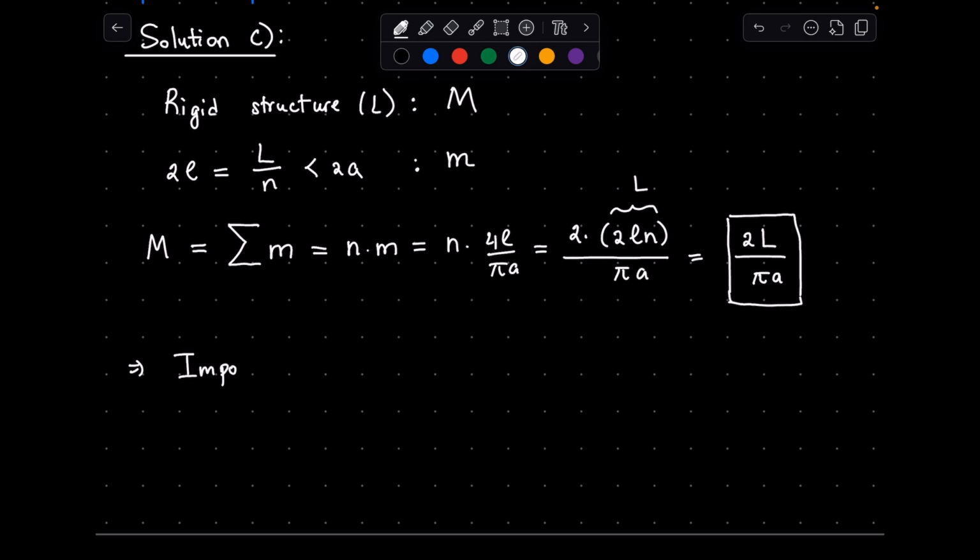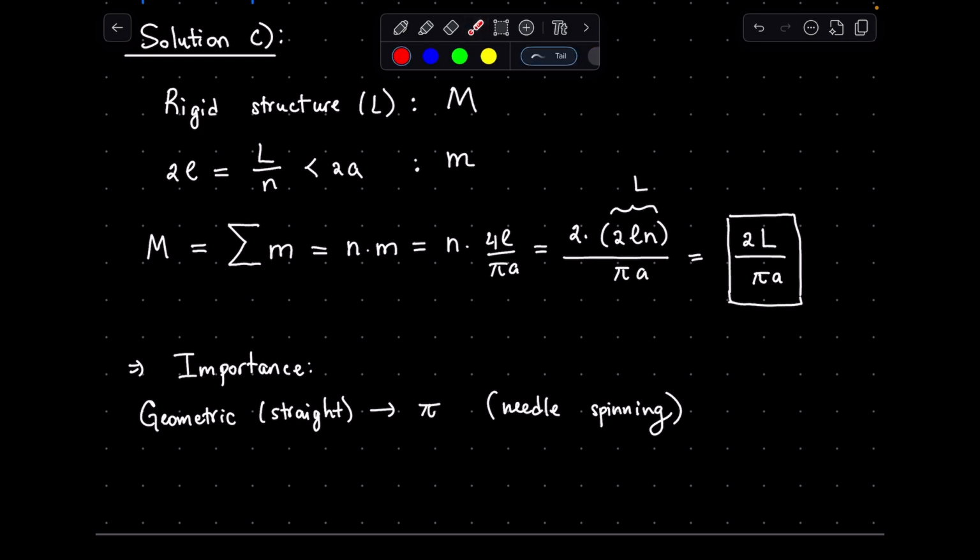Okay, so why is this problem important? Well, you have a geometric problem that apparently consists of just straight lines, but you get a pi appearing in the answers. And that's basically because you spin the needle, which gives a rotational aspect to the problem. Next, if you rearrange the above answer, you get an expression for pi, which you can compute using a sampling technique. So here capital L and A are known, and M will be the mean number of crosses calculated from throwing a large number of needles. And that gives us a very interesting and unique way of sampling the value of pi.